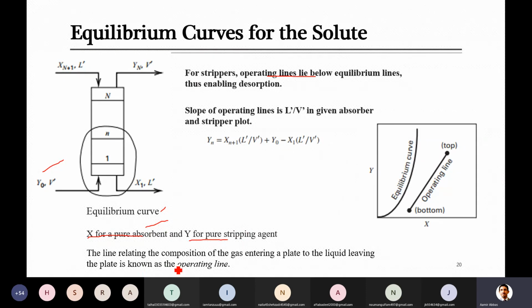The line relating the composition of the gas entering a plate to the liquid leaving the plate is known as the operating line. This line links the actual compositions x and y inside the column. Already we have just discussed that the operating line links x and y and overall links the terminal compositions with the various compositions inside the column.